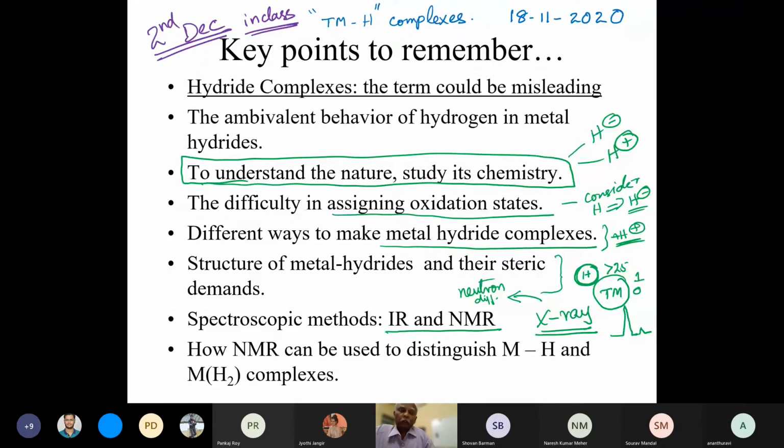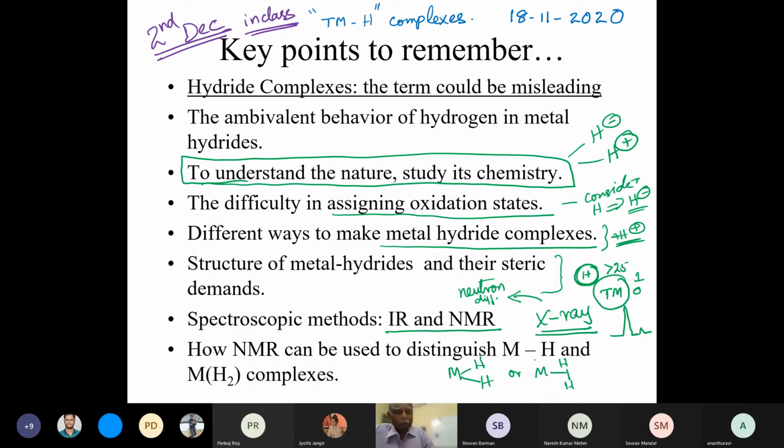Now I come to the question of dihydrogen complexes. I already told you that in many complexes, the metal has got more than one hydrogen attached to it. And when you have two hydrogens attached to the metal, so they are dihydride. Suppose you have a dihydridic complex. The two hydrides can be cis and they can be very close. You don't know whether it is a dihydrogen complex or it is an MH2 complex. So this is the confusion.